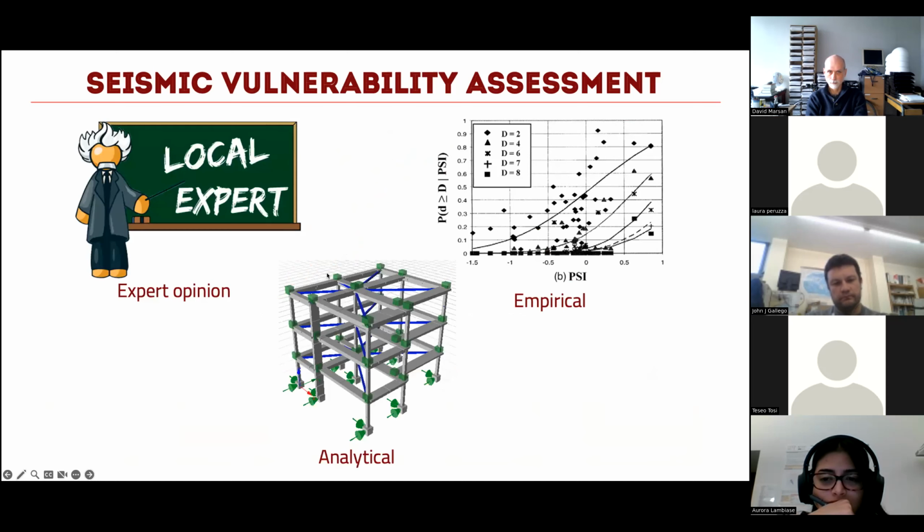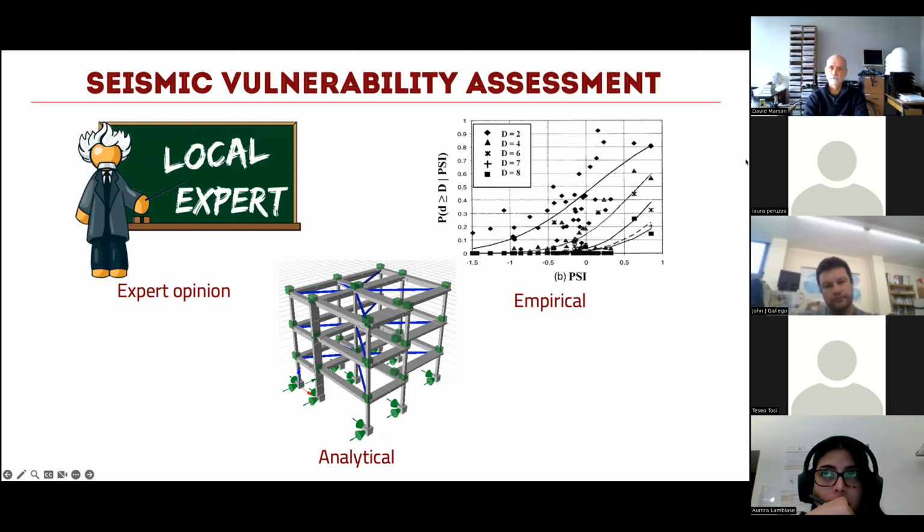There are many ways of developing these vulnerability models. It could be local expert opinions. This was something that was done more in the 60s and the 70s because the numerical models were terrible and there was not a lot of empirical data being collected. So a lot of times, people just got very wise people in the room. They would ask them specific questions about building vulnerability, and based on that input, vulnerability functions would be drawn.